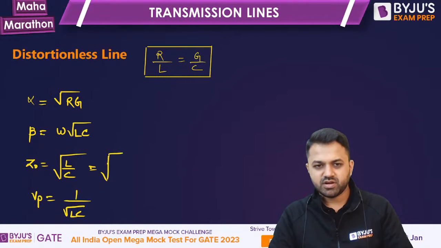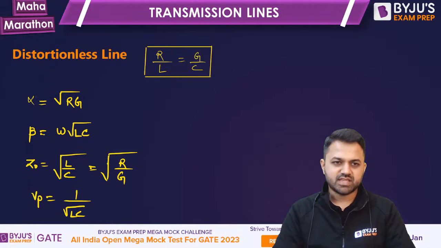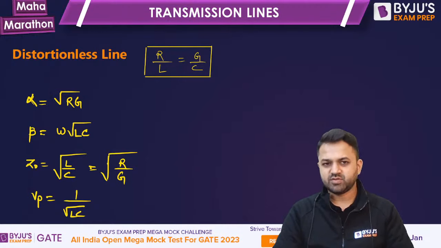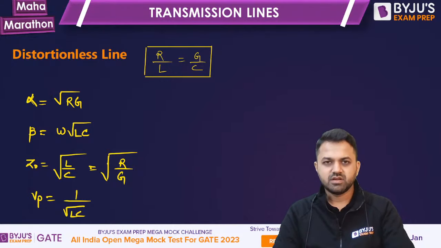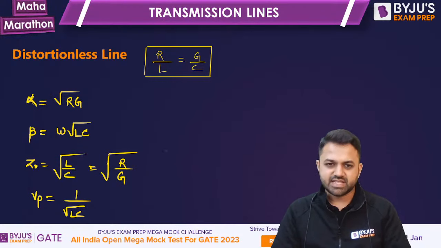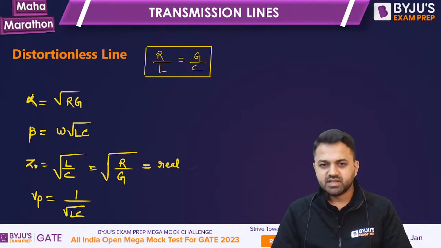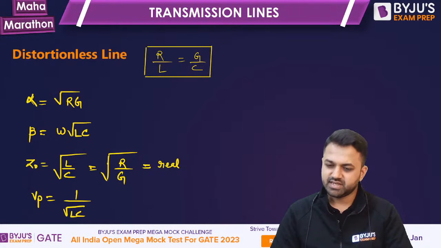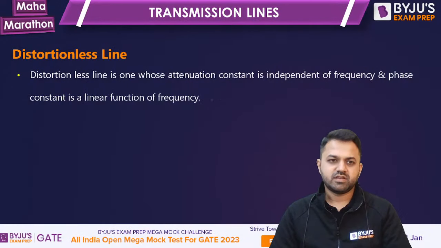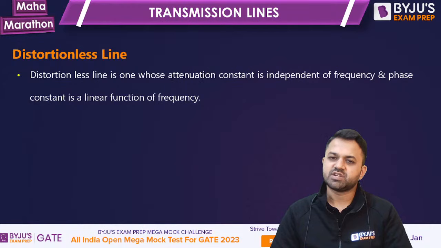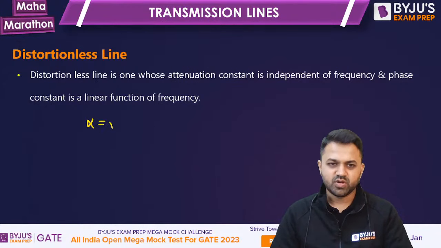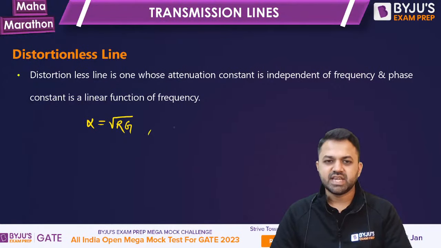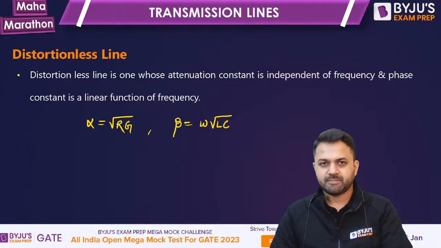And this root over L by C can also be written as root over R by G. Isn't it? So these are the four values we get. Clear? For the distortionless line, we can say that the characteristic impedance is real. So Z naught is always real in case of a distortionless line. Now the distortionless line is one whose attenuation constant is independent of frequency, because alpha is equal to root over RG, so it is independent of frequency, and on the other hand the phase constant is omega root LC, so that is a linear function of frequency.